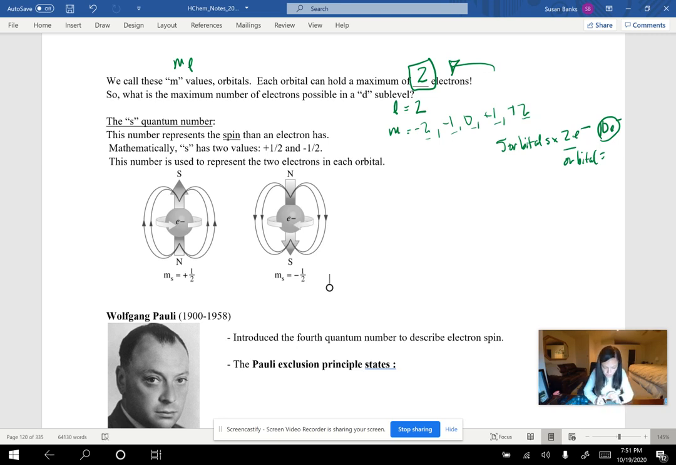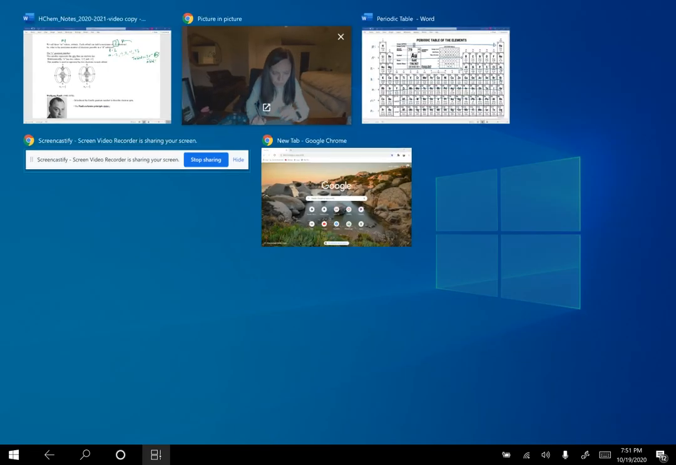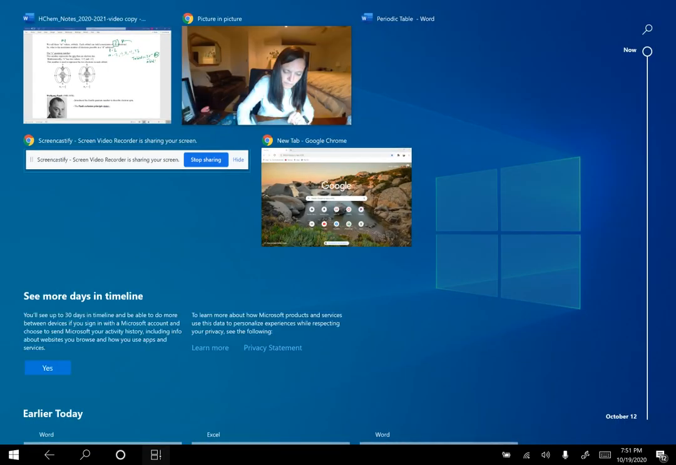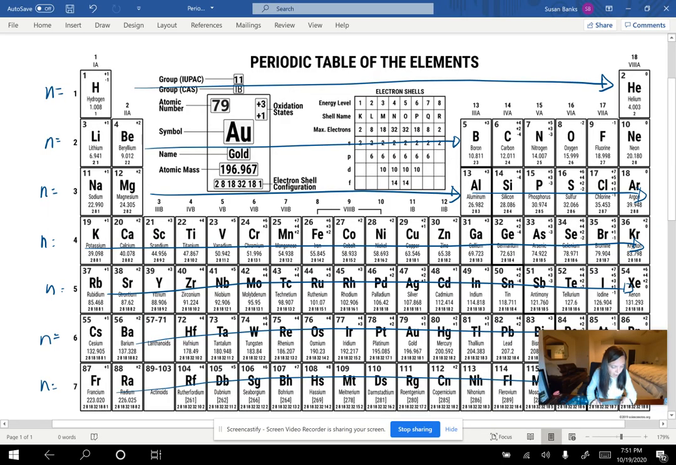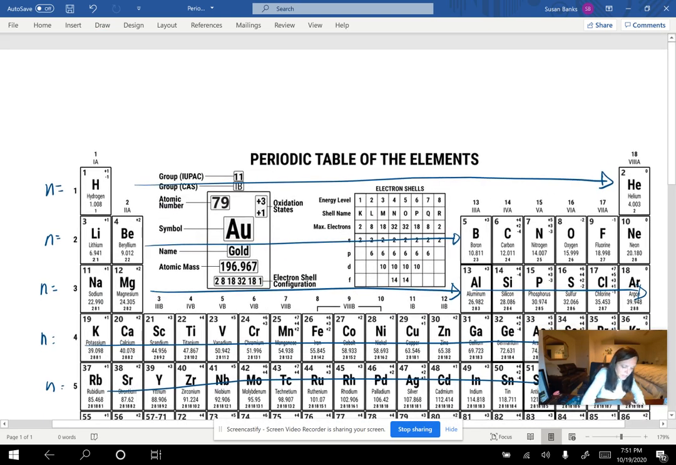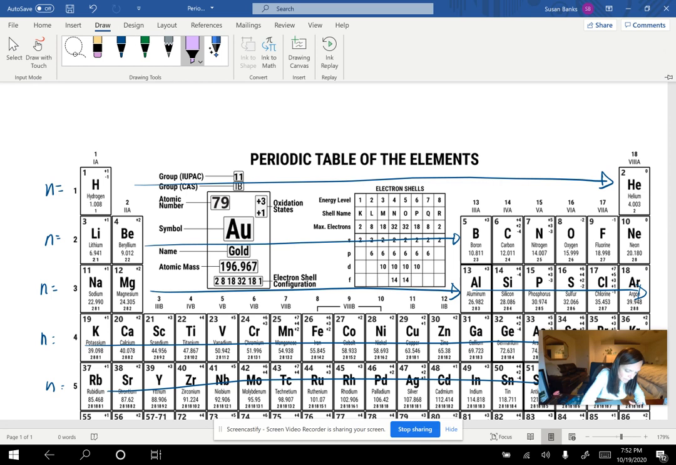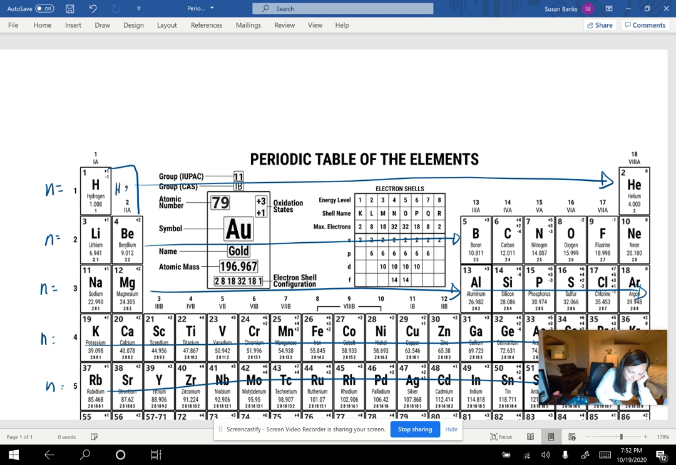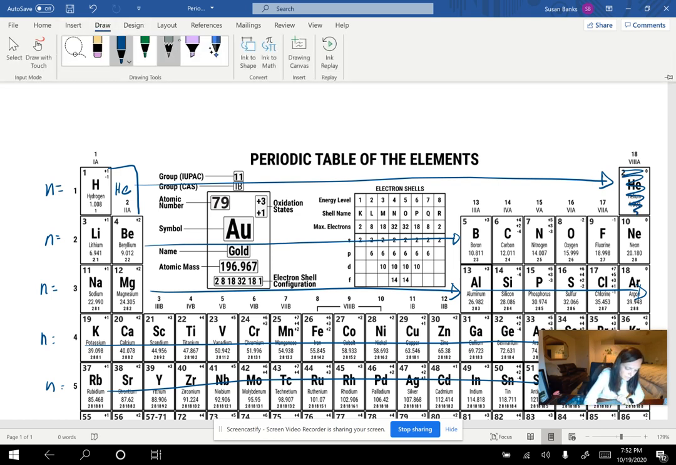Now, I want to show you something really quickly on the periodic table. We're going to look at the orbitals, so I want you to start drawing with me. We're going to highlight some stuff here. The first thing I want you to do is draw helium right here. Helium is going to stay right there. We're going to pretend that it's not here. It's right here.